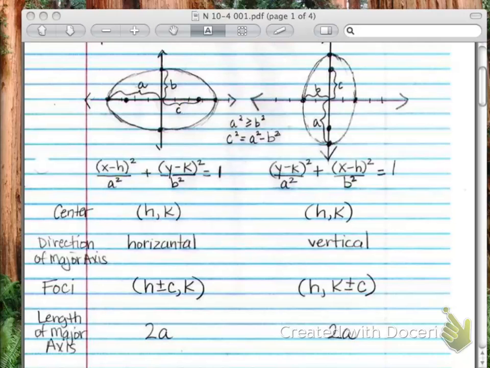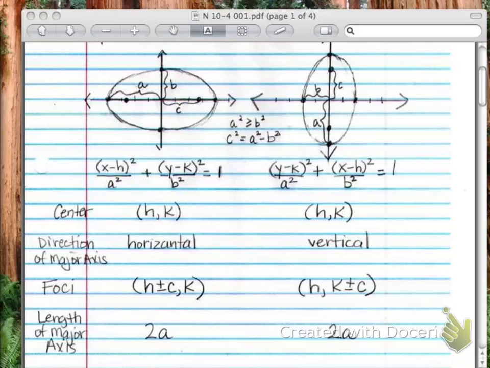And we don't say that major axis is the x-axis. We say the major axis is horizontal. It's more or less the direction of the major axis. Over here, our major axis is what? Vertical. Okay? And that's because there's more distance vertically between the two endpoints than there is horizontally. So let's talk about our ellipses.